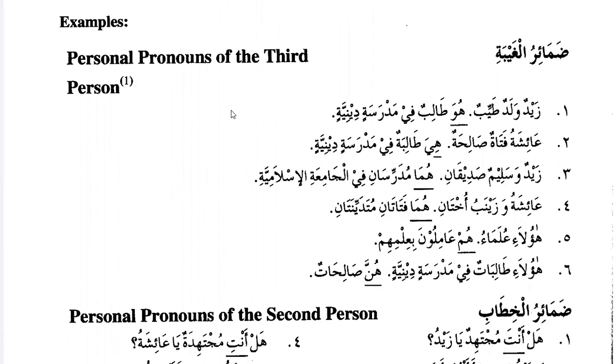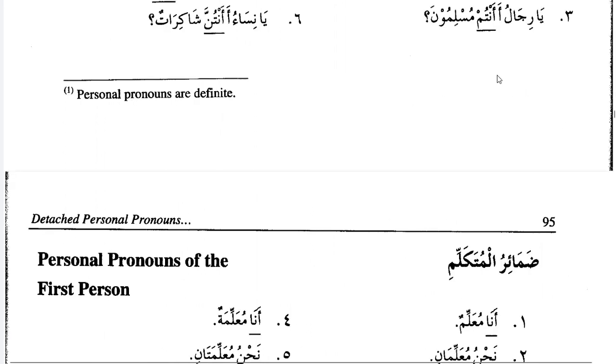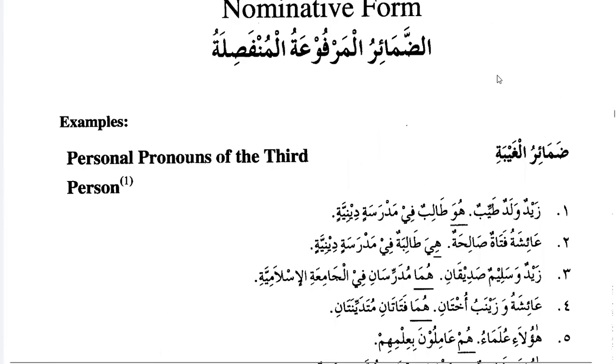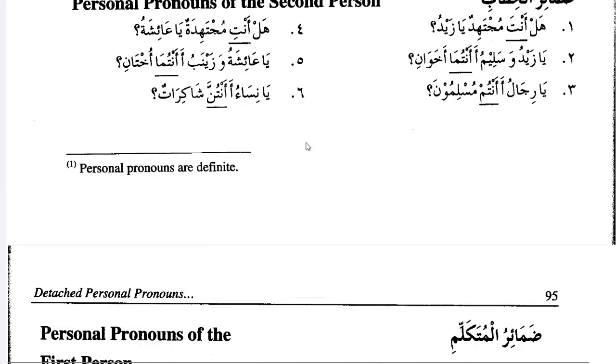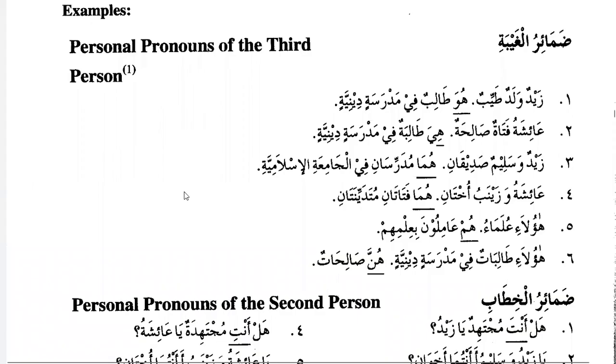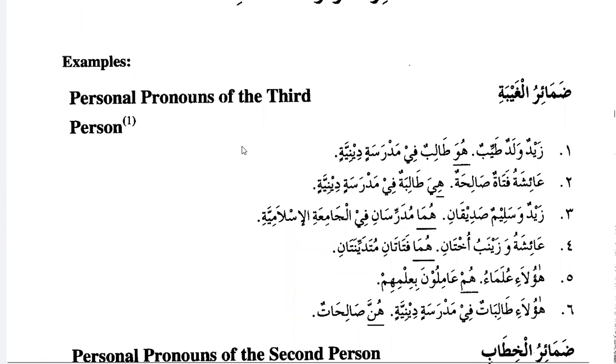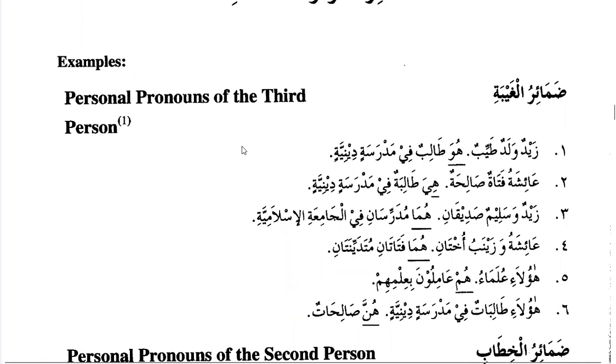Zaid, do you want me to read that? The Arabic, yeah? Zaidun walad. Dhamirul gha'ib. And read the note also. Personal pronouns are definite. Next. I'm going to read the Arabic, yeah? Zaidun walidun tayyibun. Zaid is a good boy.